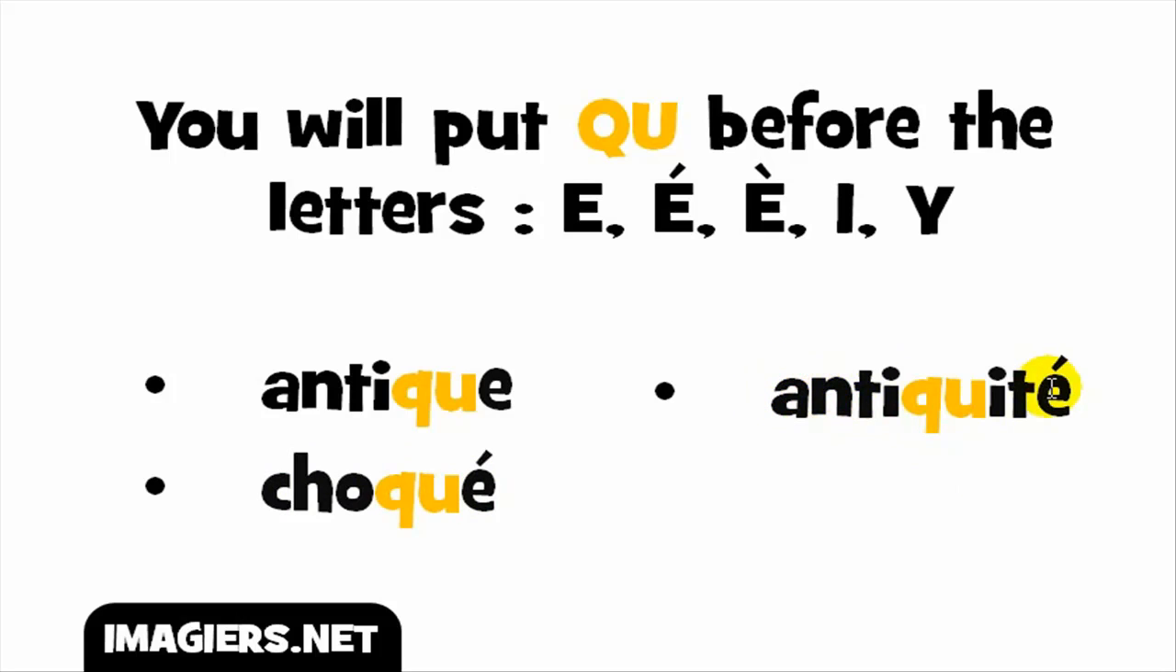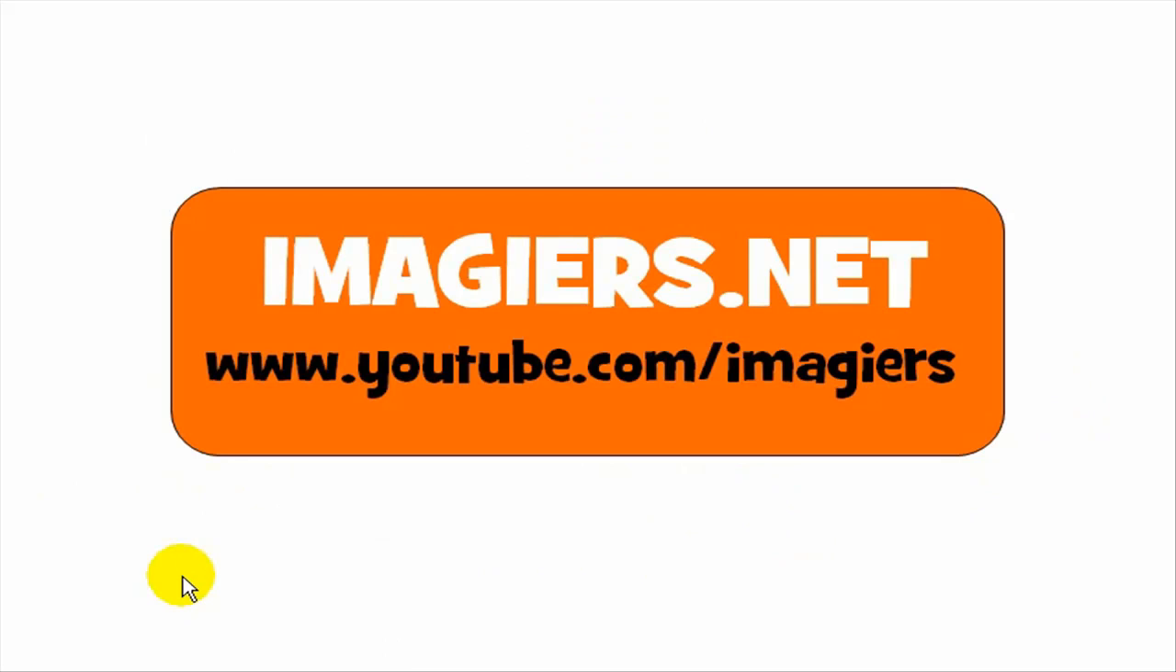And last example with this E sound. In that case, you get this E letter, so it goes like qui. And the full word goes like antiquité. So let's see them one more time. Antique, choqué, antiquité. I hope this lesson was useful.